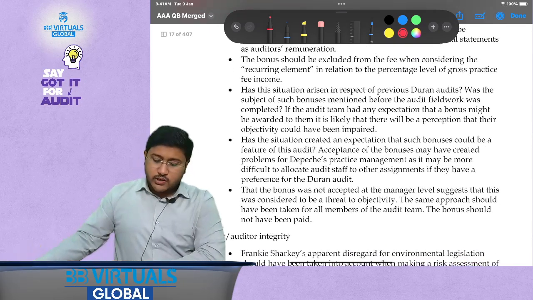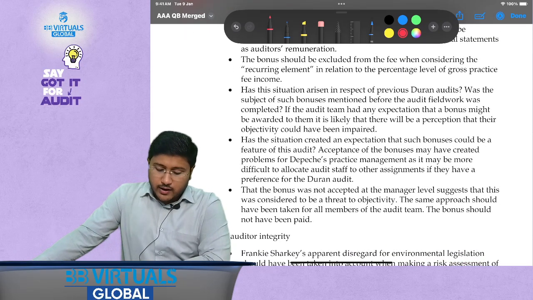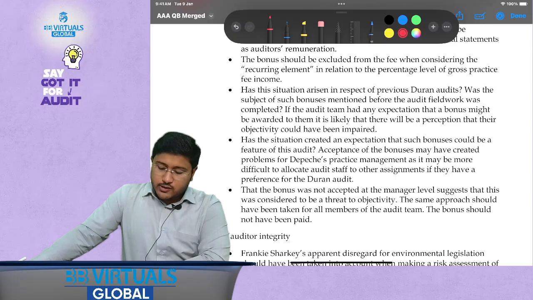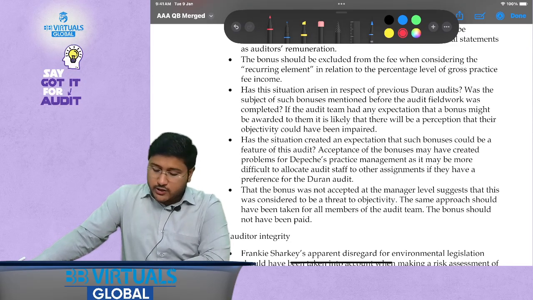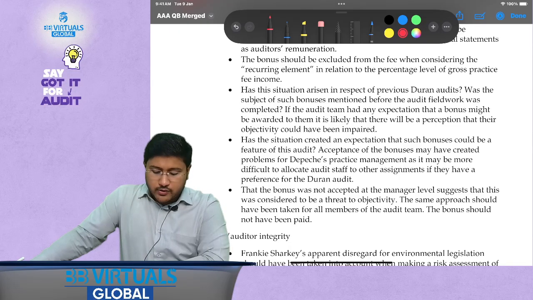Now, has the situation created an expectation that such bonuses could be a feature of this audit? Acceptance of the bonuses may have created problems for the debtor's practice management, as it may be more difficult to allocate audit staff to other assignments if they have a preference for the Duran audit.